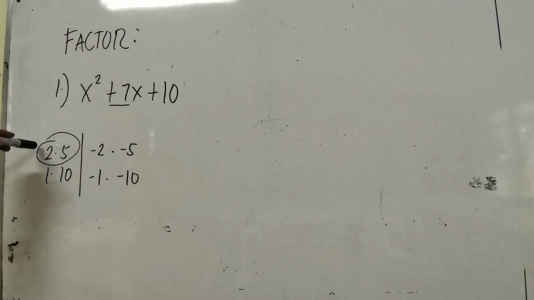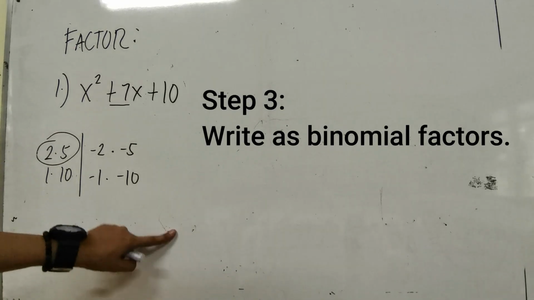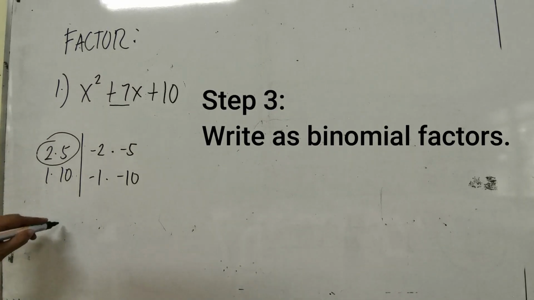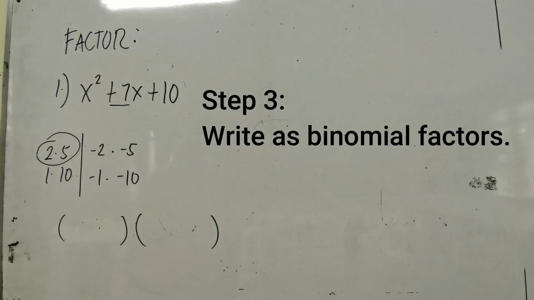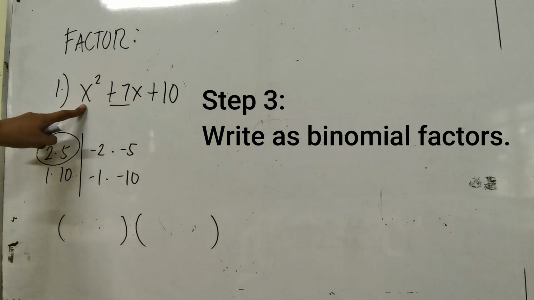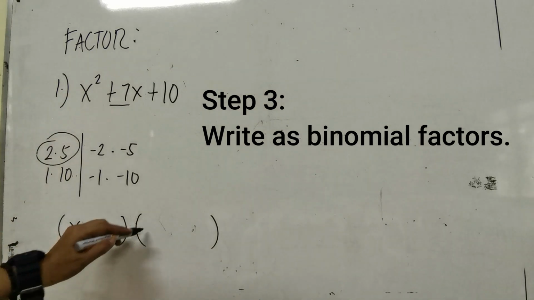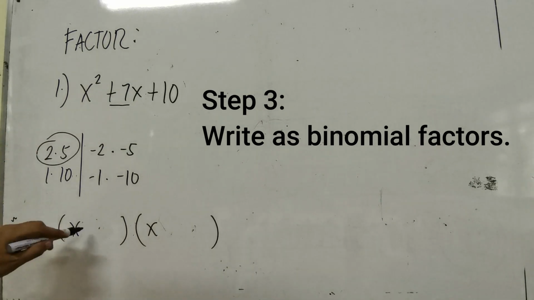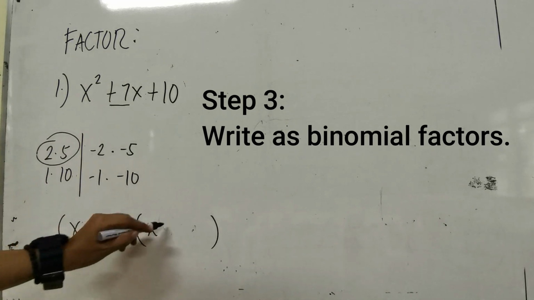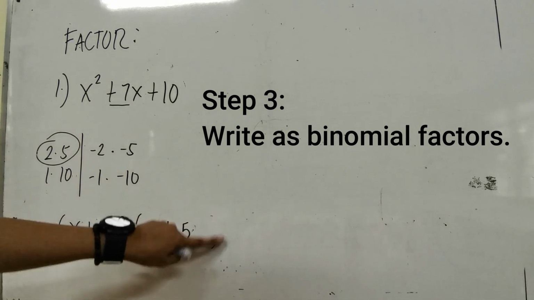Next step, pagkatapos nating hanapin yung factor niya na equal sa middle term kapag inadd, isusulat na natin siya as binomial factor. Ibig sabihin, 2. And then, since ang variable natin ay x, automatic na siya ay x sa first term. Then, kokopyahin lang natin yung factor na napili natin, which are positive 2 and positive 5.